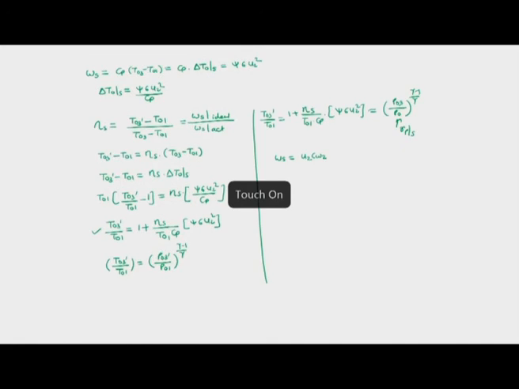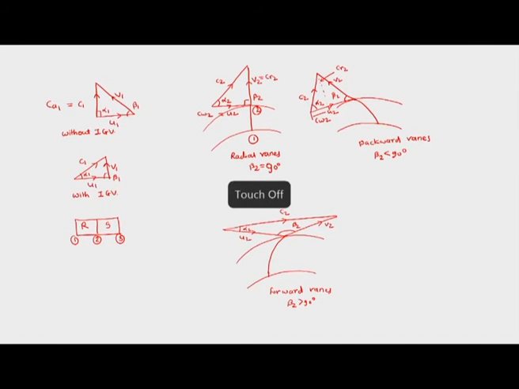We had written down Ws stage is equal to U2 Cw2 minus U1 Cw1. When we say that, we will neglect the inlet swirl. We said that Ws is equal to U2 Cw2, and if we go back and try to find out what is Cw2, so what is Cw2? Cw2 is this.